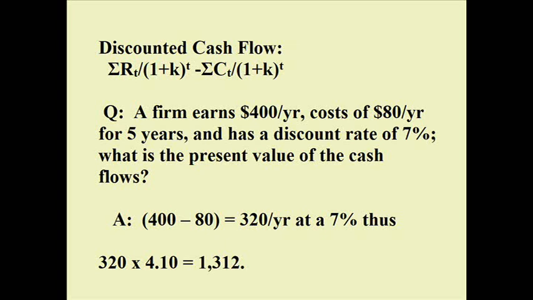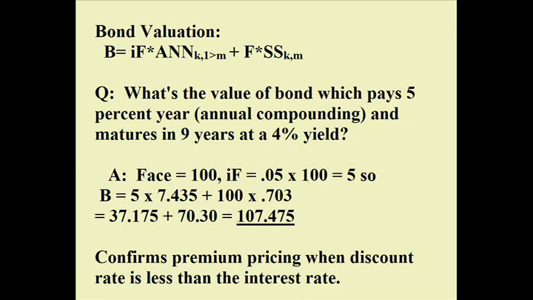Well, first of all, make them net cash flows. 400 minus the 80, that's $320 a year. We go to the table for what? Well, for 5 years, look up the factor, 4.1, we get $1,312.